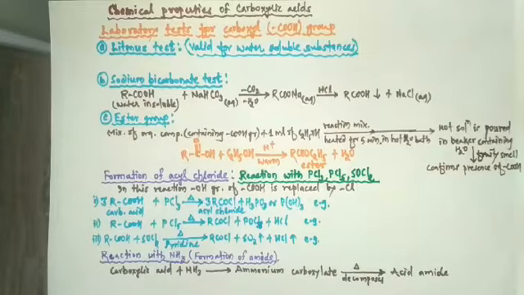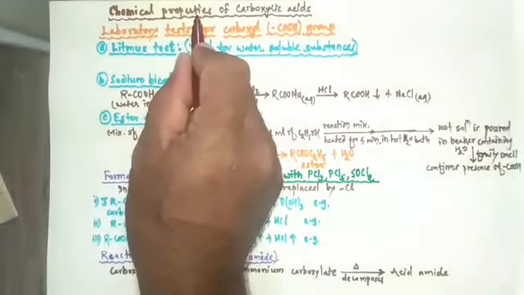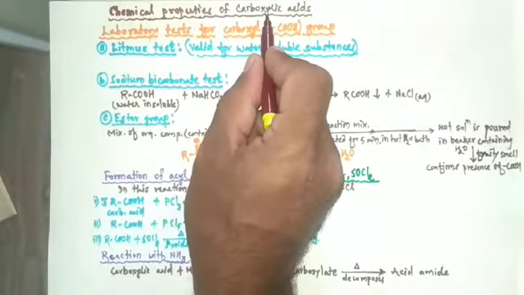In the last video, we just started to learn the chemical properties of carboxylic acids. We learned about the acidity of carboxylic acids, then the influence of electronic effects on acidity. So today we are going to study other chemical properties of carboxylic acids.